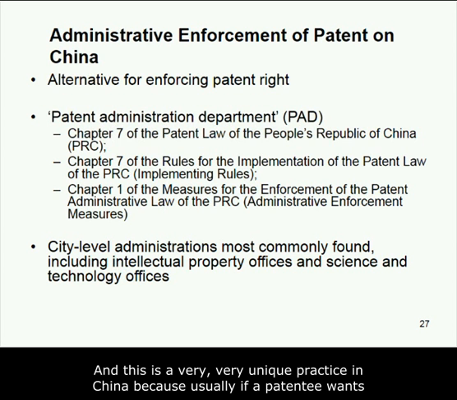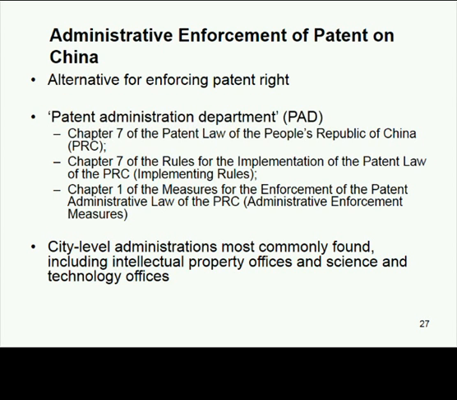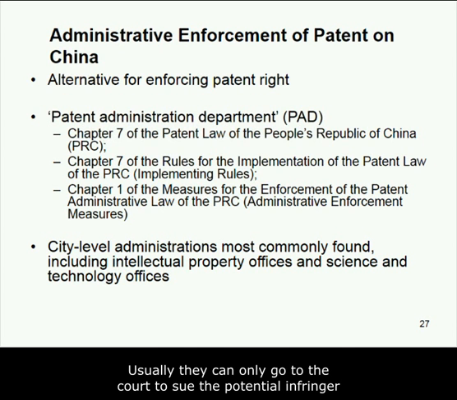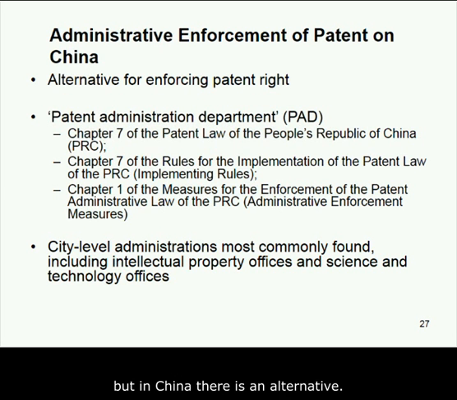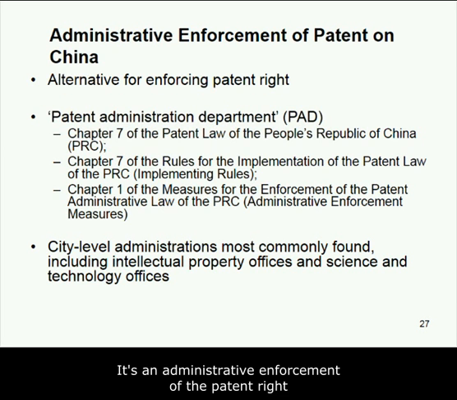And this is a very, very unique practice in China, because usually if a patentee wants to enforce the patent rights, they can only go to the court to sue the potential infringer. But in China, there is an alternative. It's administrative enforcement of patent right.